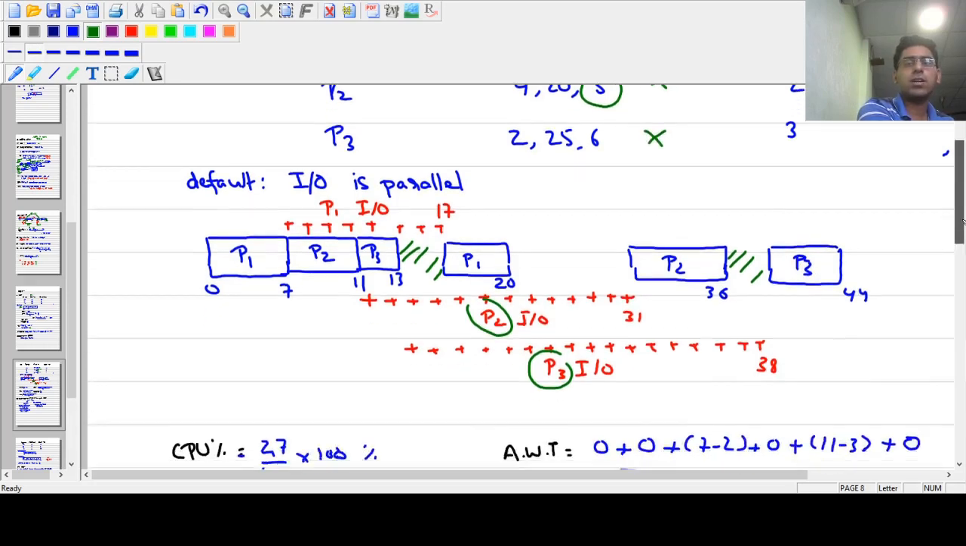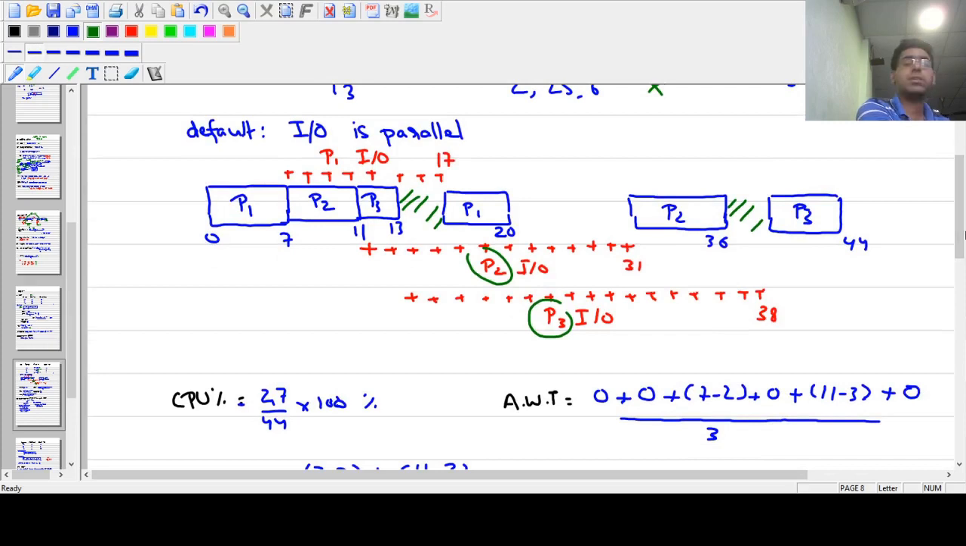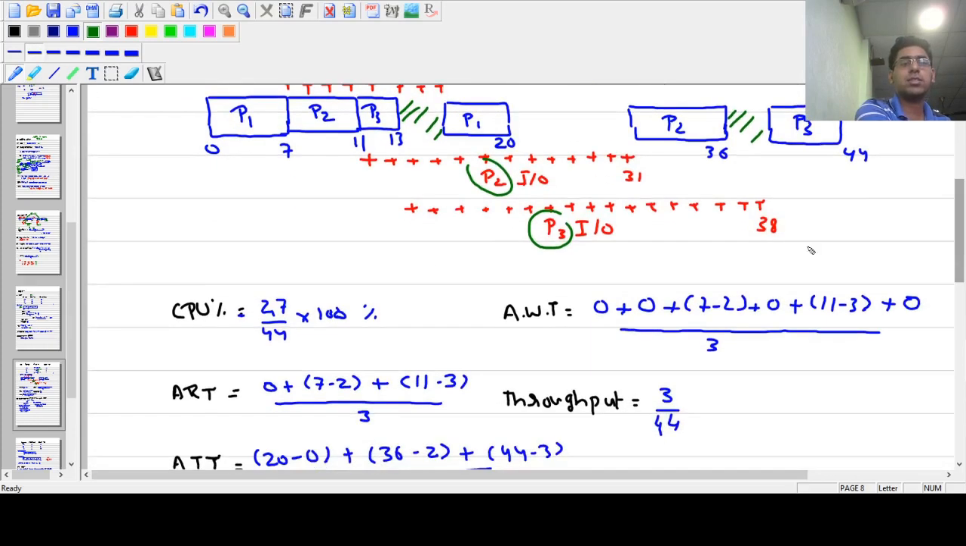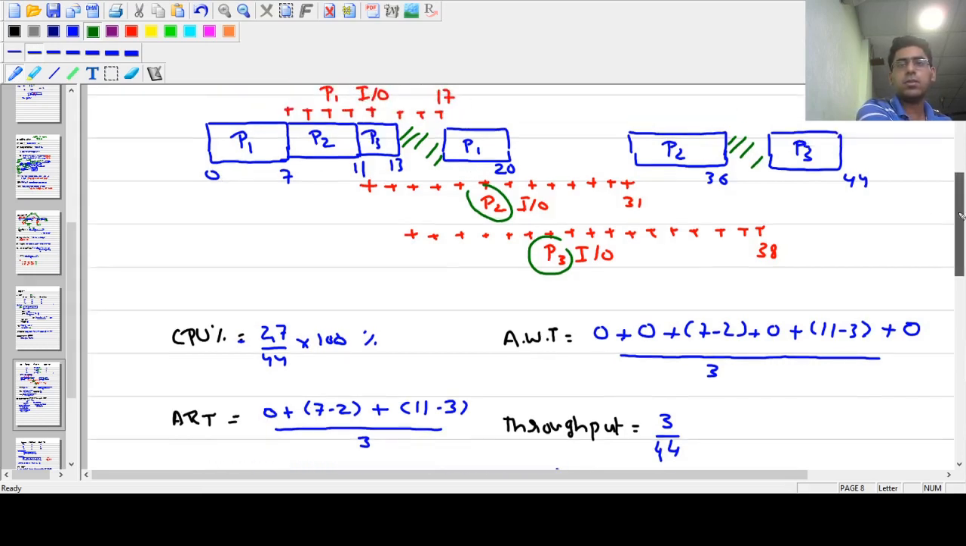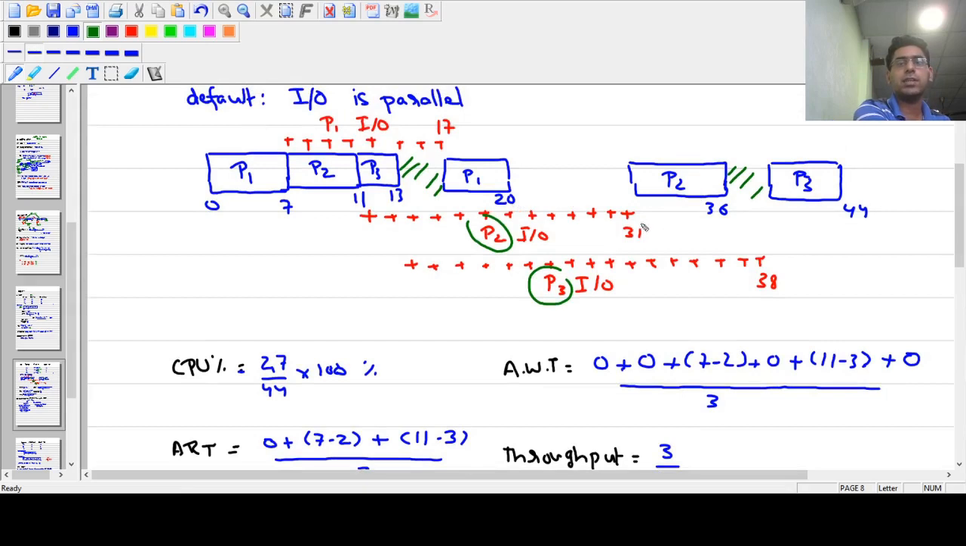So now similarly we can compute the CPU utilization percentage. It is from 0 to 13, 17 to 20, 31 to 36, 38 to 44. So it comes out to be 27 upon total, which is from 0 to 44 milliseconds, that is 27 upon 44. So this is the CPU percentage utilization.